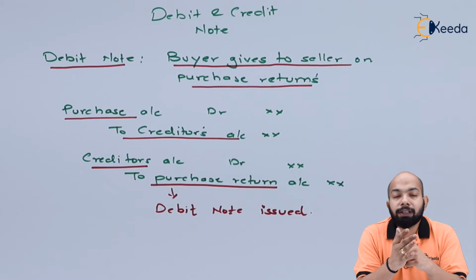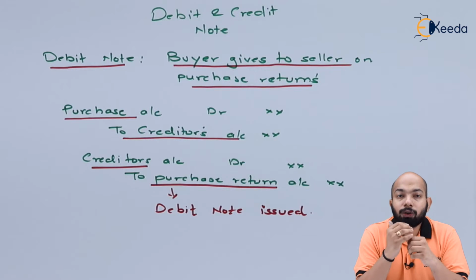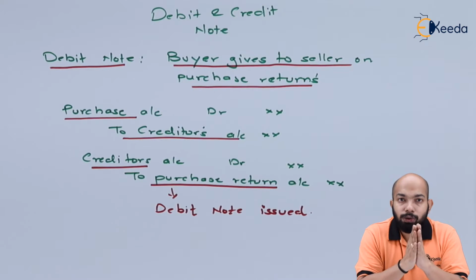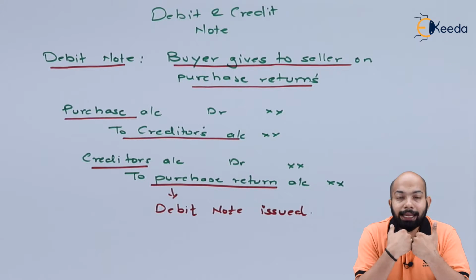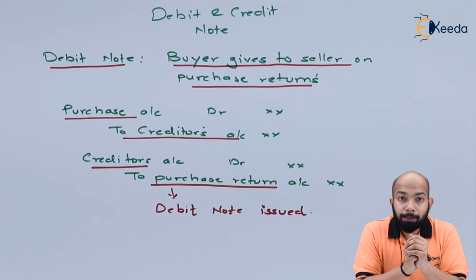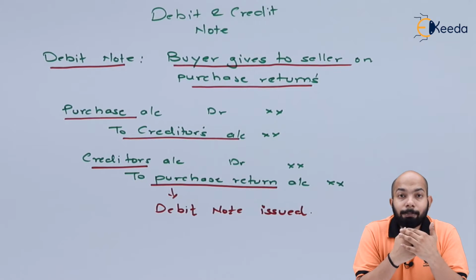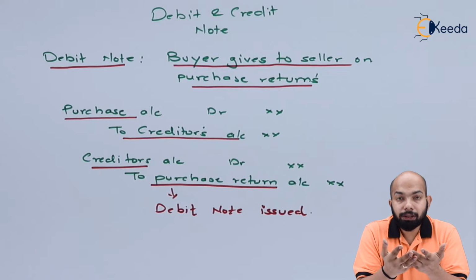Hence, when we talk about defective goods being sent back to the seller, we pass this entry, and at the start of this entry itself, or when we close this entry, that's when we prepare a debit note. That means I as a buyer will give you a debit note here. That means you being the seller or the supplier, you will receive a debit note from me.